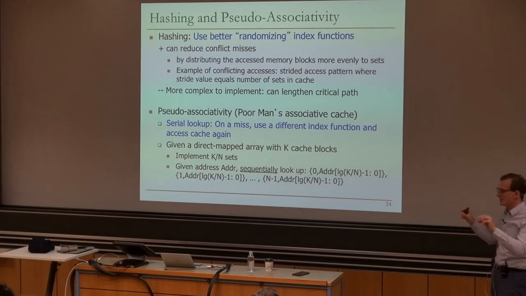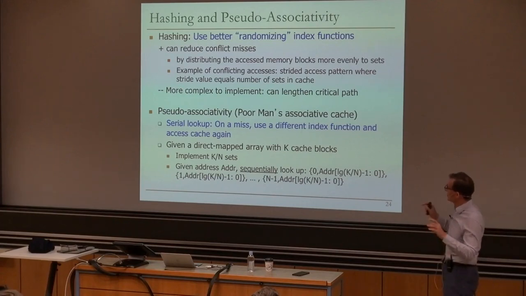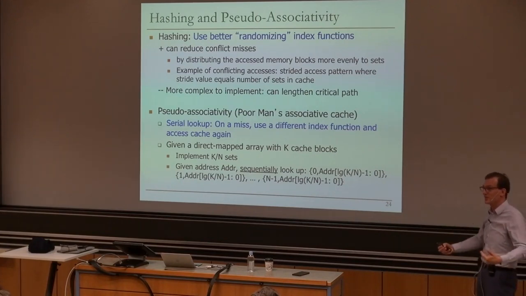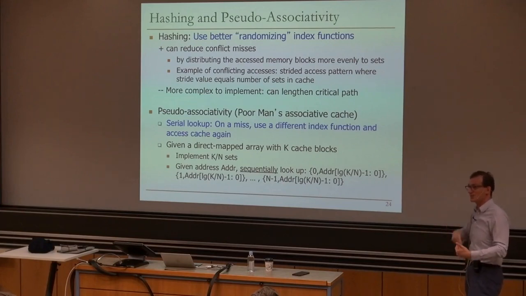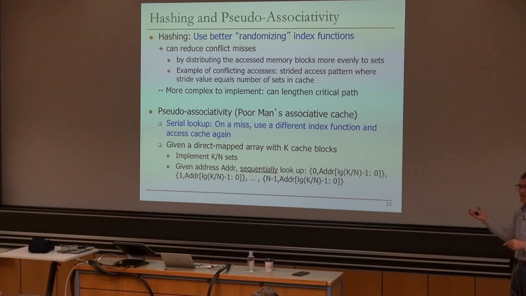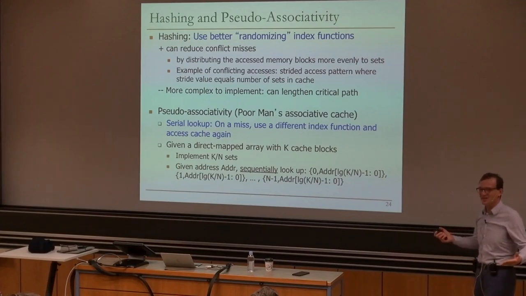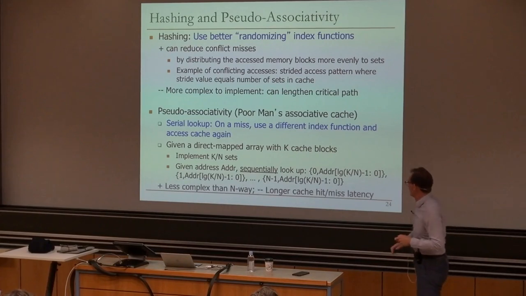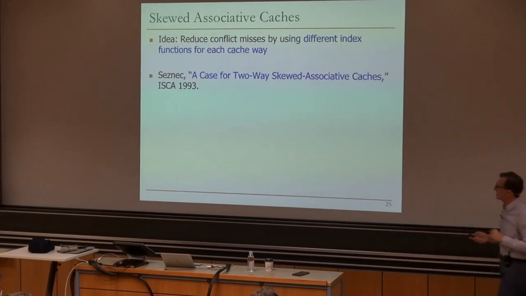Now, with a real associative cache, as opposed to a pseudo-associative cache, you get both of the blocks at the same time, and you pick the one that matches. Here, you may actually do multiple accesses to the cache. And at some point, it may not make sense. Because if you're doing 128 accesses to the cache to hit in the cache, maybe it's better to go to memory. Yeah. That's what we just discussed.